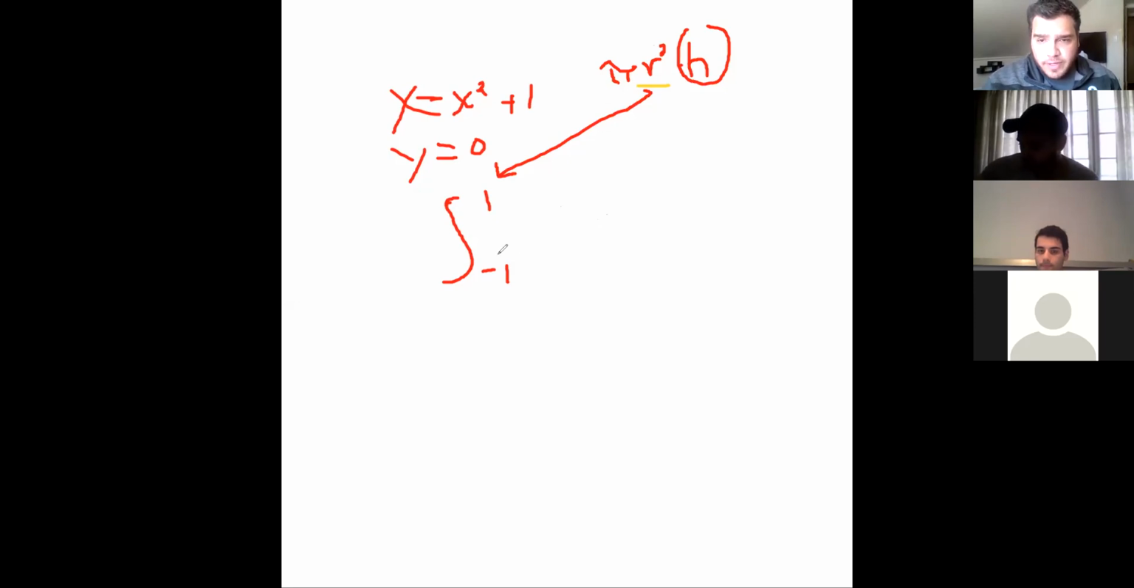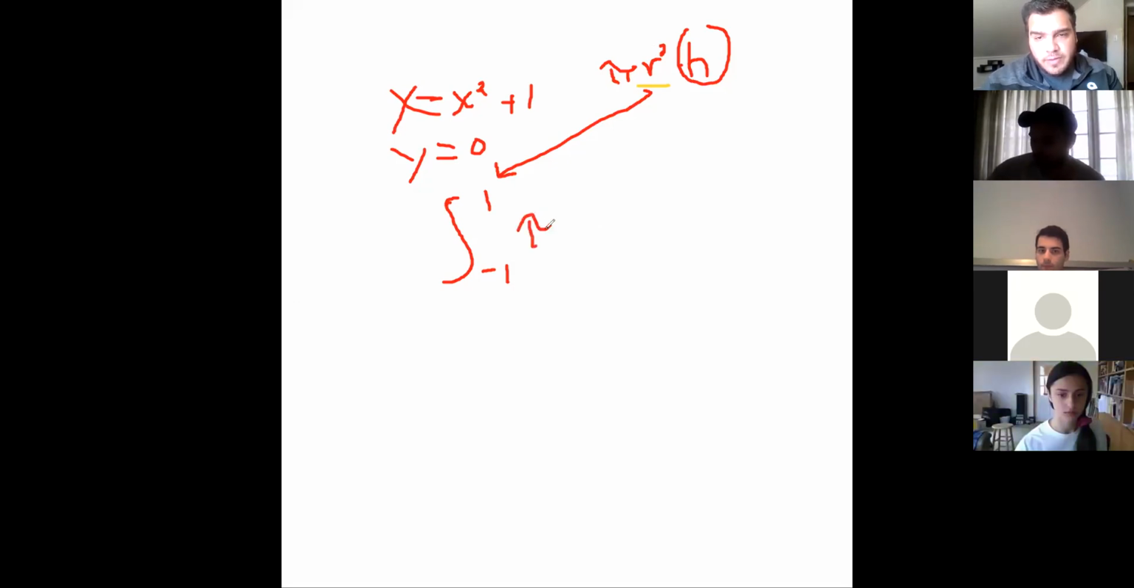So pi is still there, so I'm going to write pi in red because that's always there. Then we have radius squared. That radius changes depending where you are. So we're going to put the whole equation, negative x squared plus 1, and this whole thing is squared. Now the h is the change, or the infinitely small rectangles. So that's simply dx.